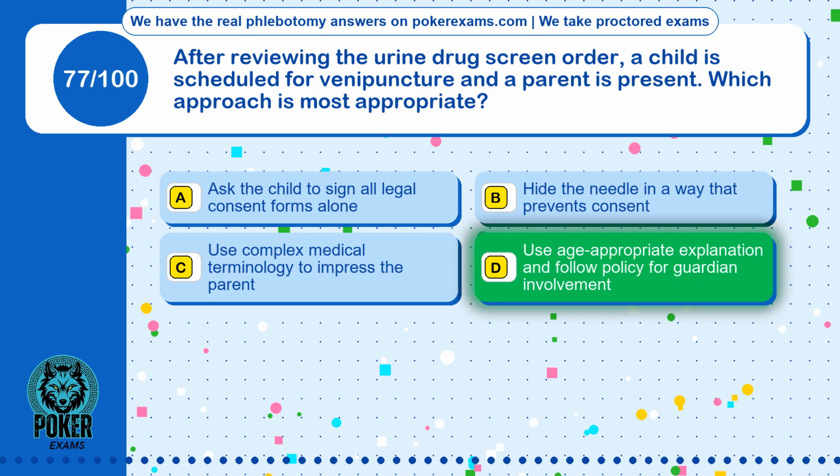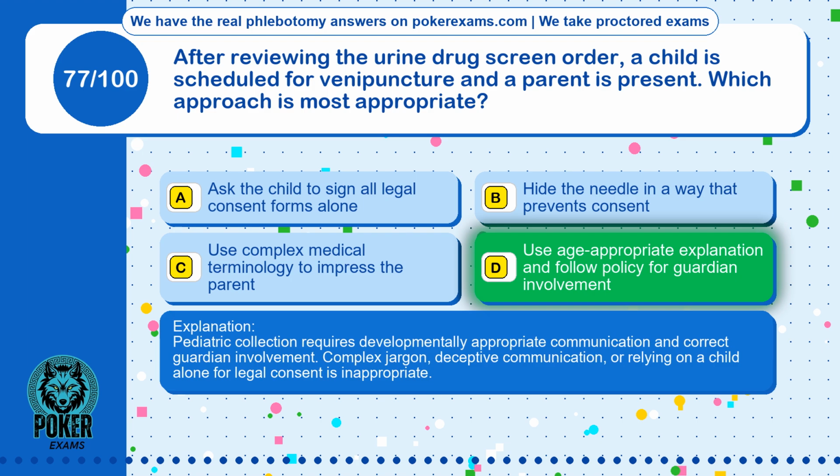The correct answer is option D. Use age-appropriate explanation and follow policy for guardian involvement. Pediatric collection requires developmentally appropriate communication and correct guardian involvement. Complex jargon, deceptive communication, or relying on a child alone for legal consent is inappropriate.